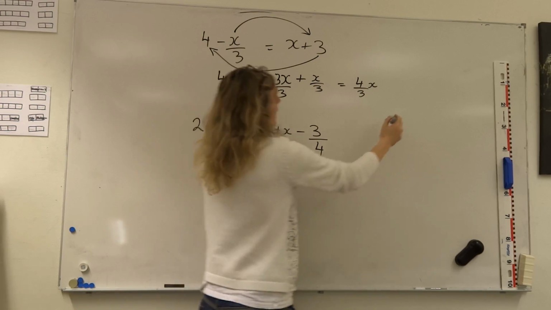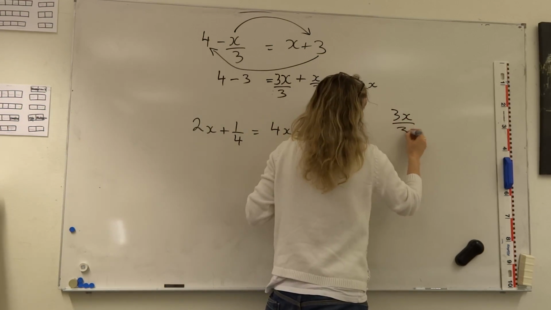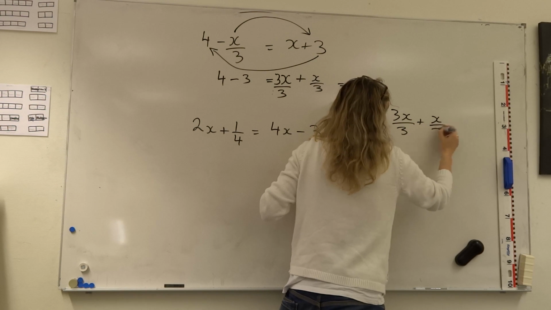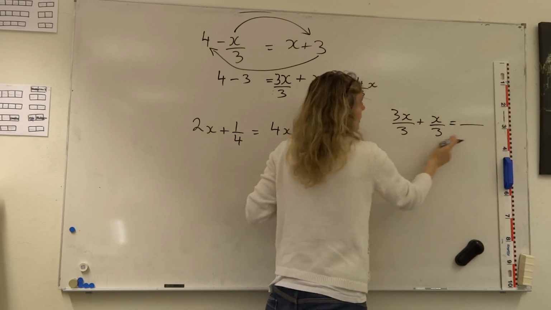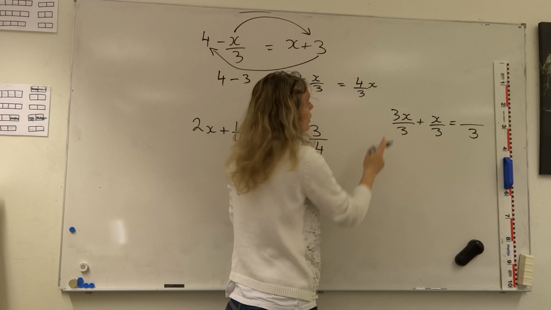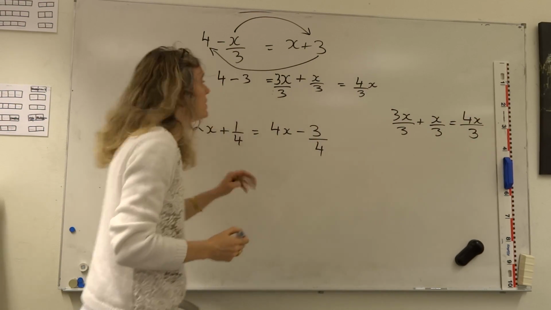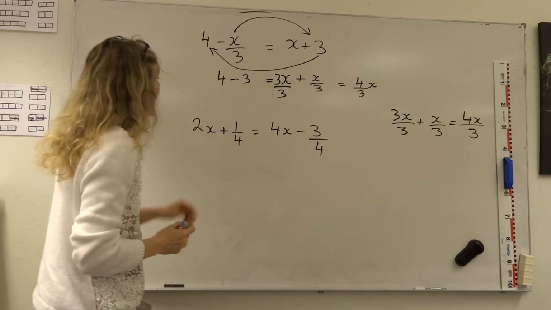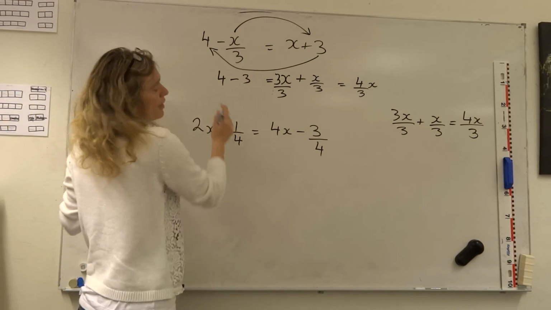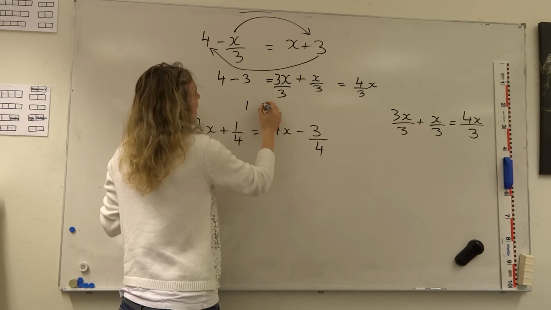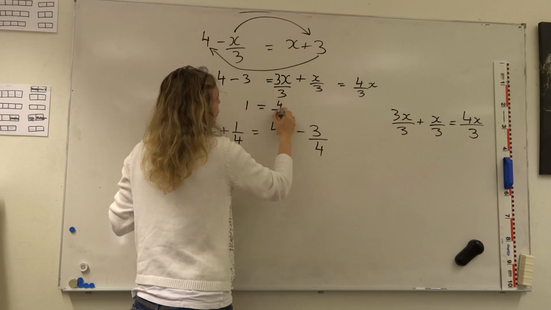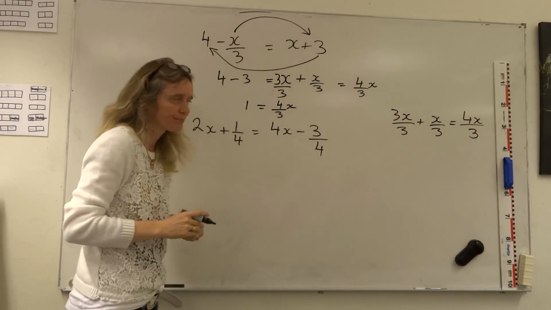Adding fractions, if we have 3x over 3 plus x over 3, we have the same denominator, always. 3x plus x is 4x. So that's why you'd have this as 4/3 x. 4 minus 3 is 1. So we get that 1 is 4 over 3x.